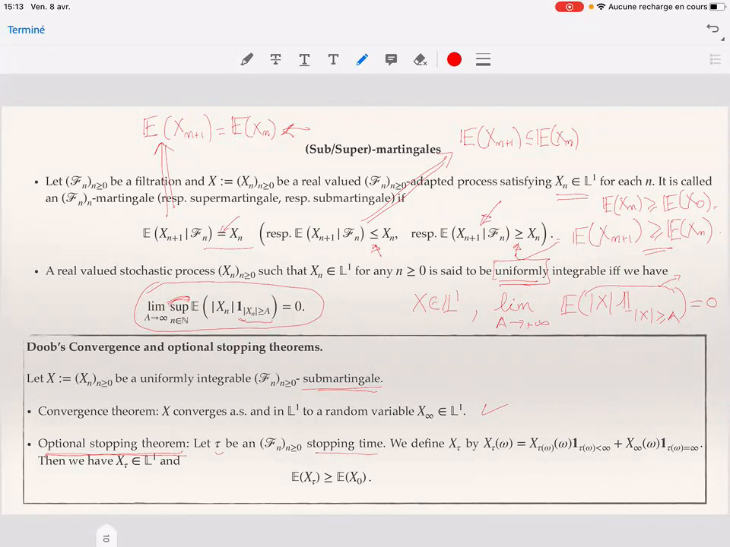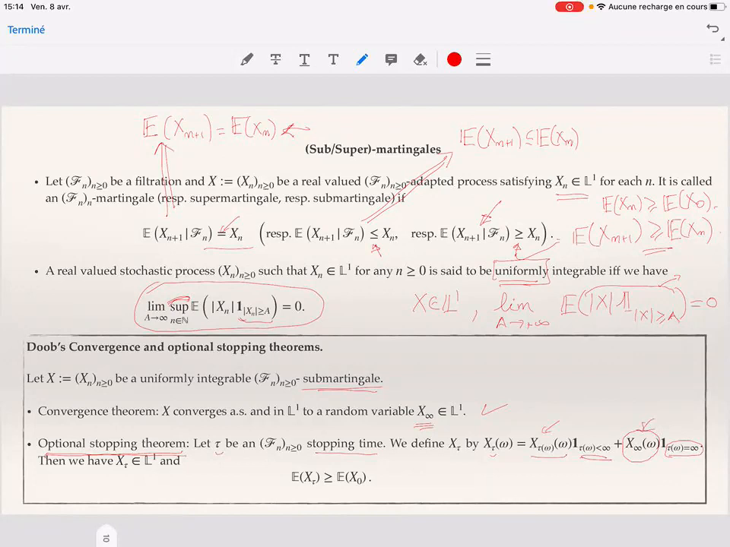And then you define a random variable X tau. You have to remember that tau can be infinite, can take the value plus infinity. So what does X indexed by plus infinity mean? If tau is finite, you just take X tau of omega at omega, where omega is a point in the probability space, capital Omega. But if tau of omega is equal to infinity, you say that it is X infinity of omega, where X infinity is the random variable that you have in Doob's convergence theorem. It defines a new random variable, which turns out to be integrable, because X infinity is in L1, and you can check that this one is also in L1.